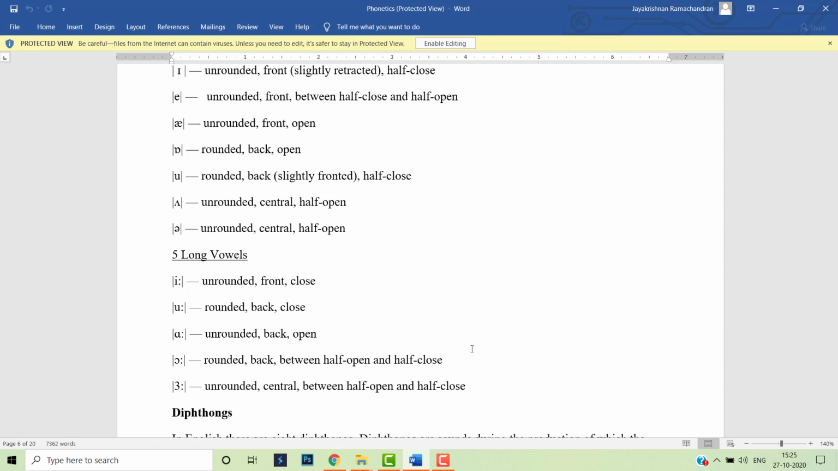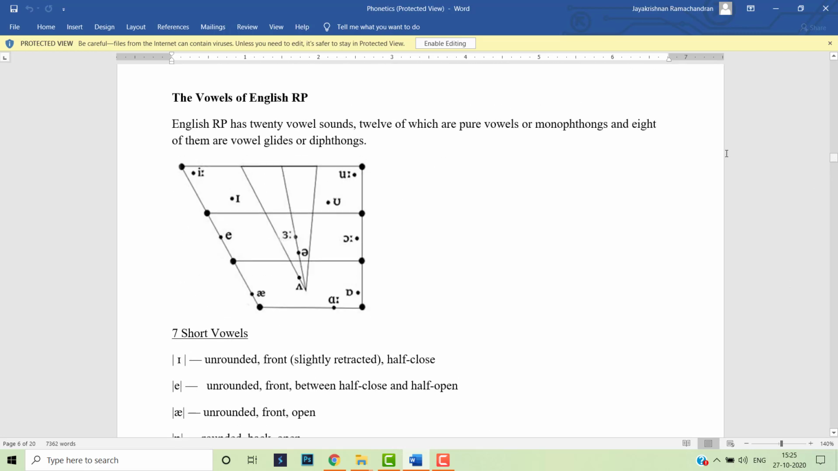Now you come to the next sound, like you find in the word bird or girl or earth. Now it is unrounded, it is a central vowel and again it is also between the half open and half close. ഈ രണ്ട് പൊസിഷൻസിന്റെ ഇടയ്ക്കാണ് വരുന്നത്. Okay, and it is a central vowel.